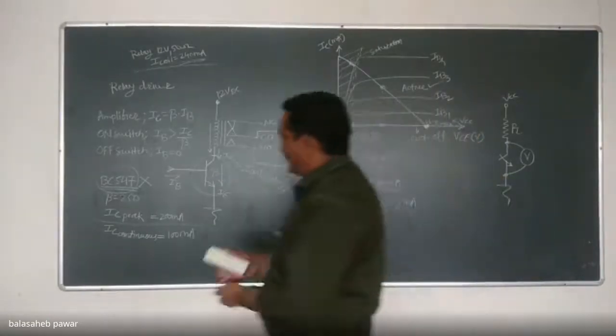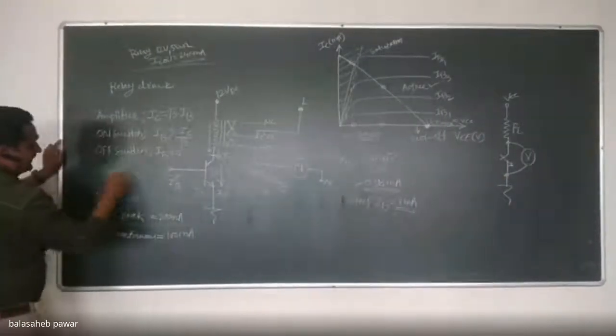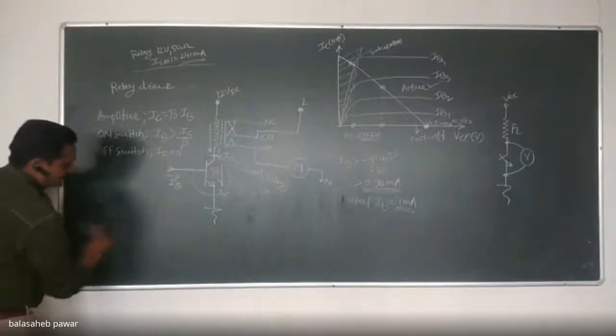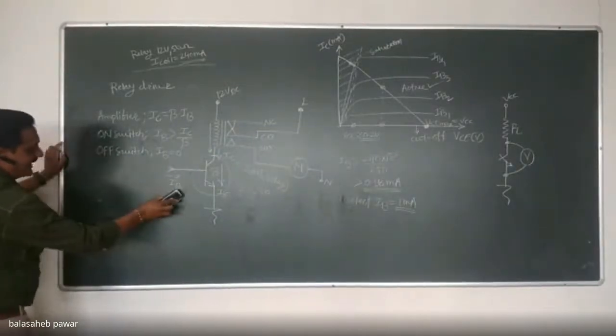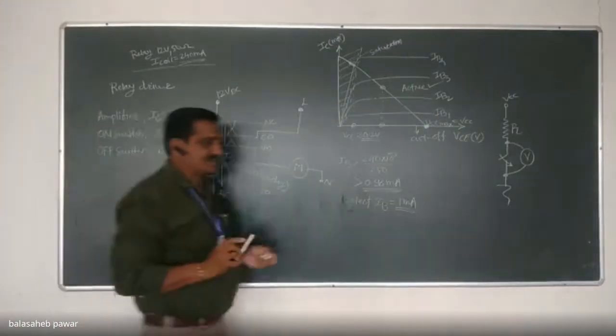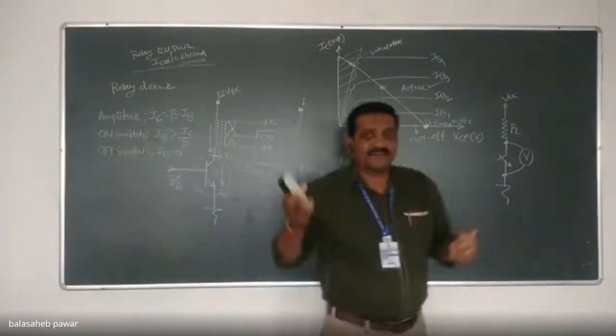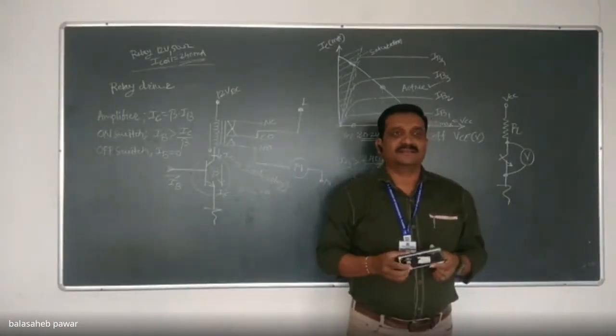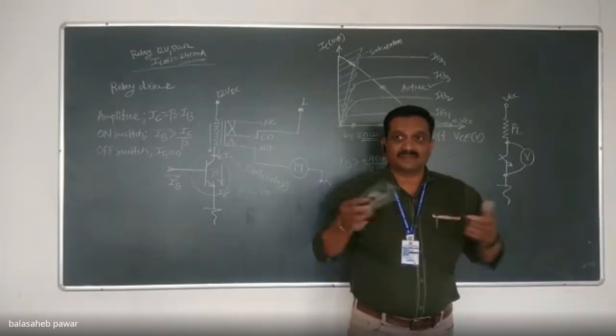So what you will do, see, what will be the source of this IB, the base current source? From where can we apply that base current?